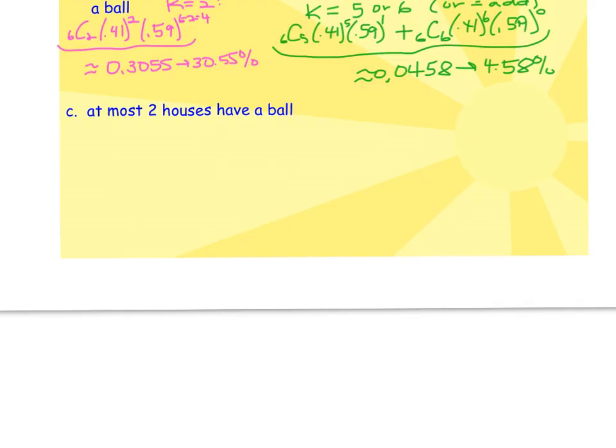All right, now it's your turn. At most, 2 houses have a ball. What does "at most" mean k could equal?